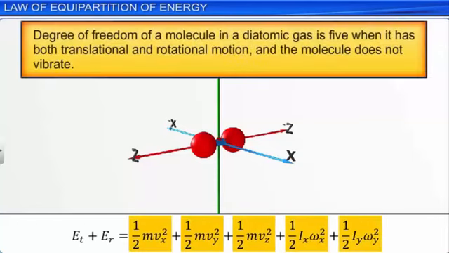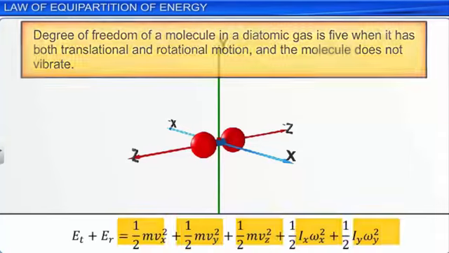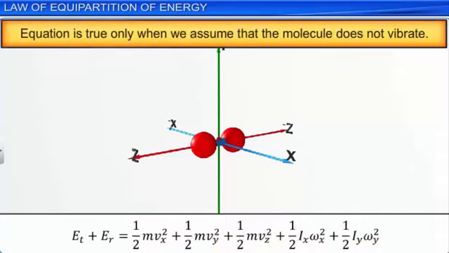So, the degree of freedom of a molecule in a diatomic gas is 5 when it has both translational and rotational motion and the molecule does not vibrate. Thus, the equation is true only when we assume that the molecule does not vibrate.